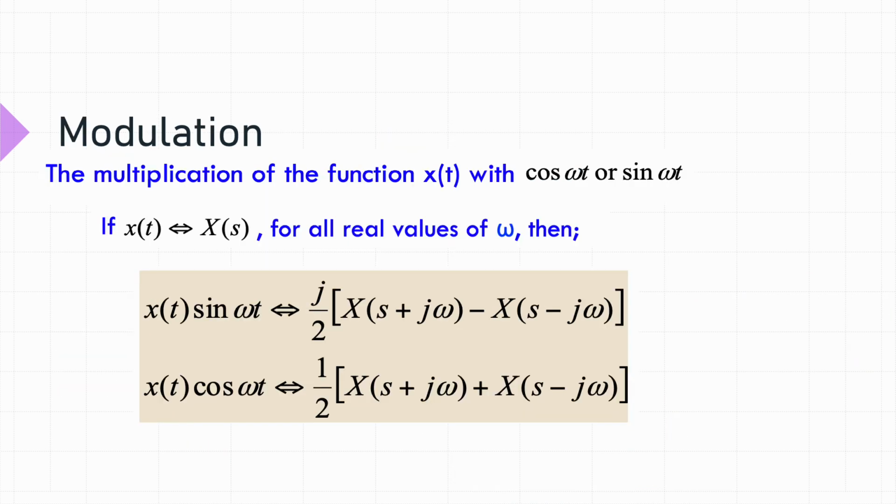And for modulation, it is more or less the same as the Fourier transform that we have learned before. So for sine, it's going to look as such in S domain, and for cosine, it will look as such in S domain. The only difference is for sine it's going to be negative, for cos it's going to be plus, right?